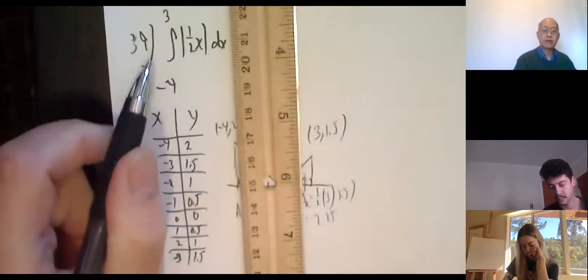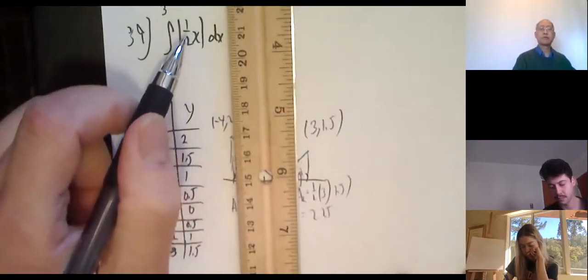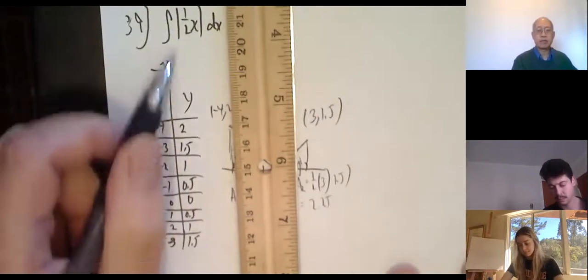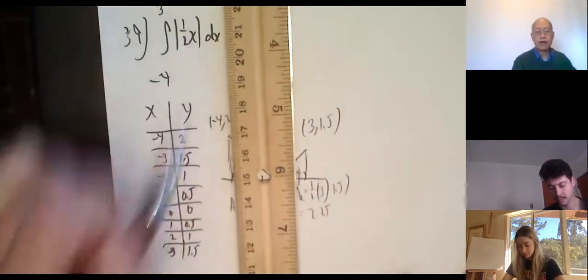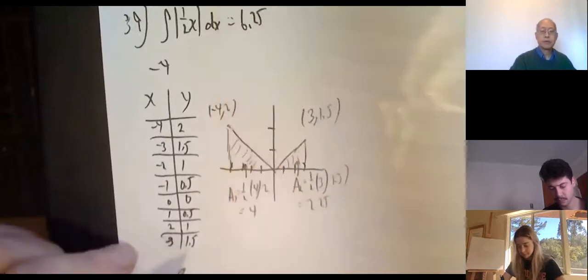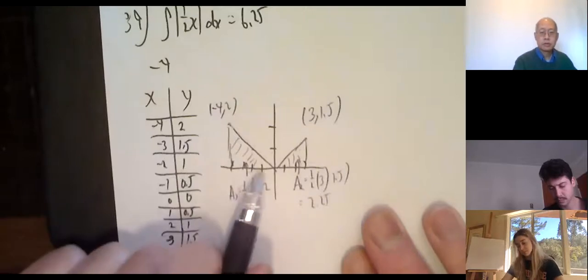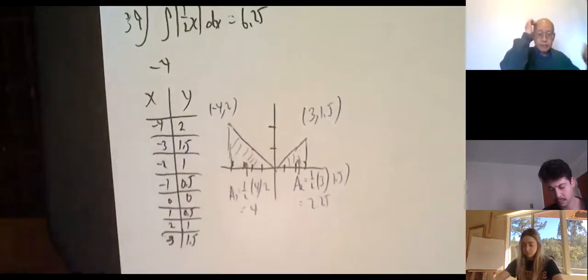They said to go from -4 to 3. 0 gives me 0. Half of 0 is 0. Absolute value of 0 is 0. You can do this as well as I can. Just plug everything in. Plug in 3. 1/2 of 3 is 1.5. Absolute value 1.5. Okay, so this is what you get: -4, 2; 0, 0; 3, 1.5.